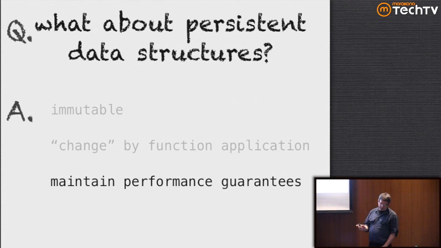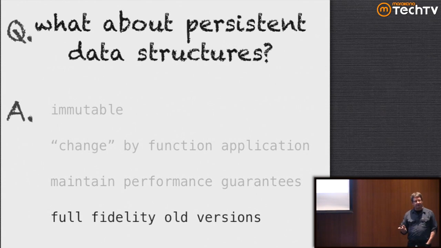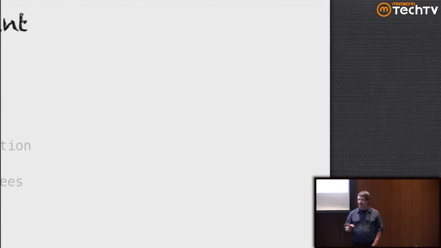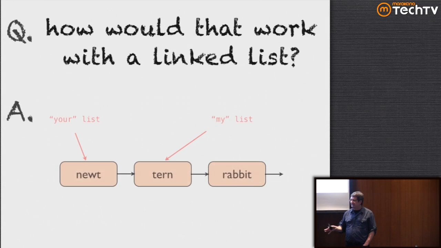All of the persistent data structures maintain performance guarantees in Clojure, so they're all very high performance. You also get full fidelity old versions. Clojure never deletes anything, because everything's immutable. You can't delete things if they're immutable. And so Clojure doesn't delete things. So how would that work with a linked list? If I have my list and you have your list and they happen to share some common terms, this is perfectly okay, because neither one of us can change any of the things we point to.